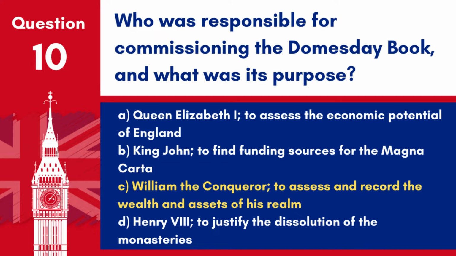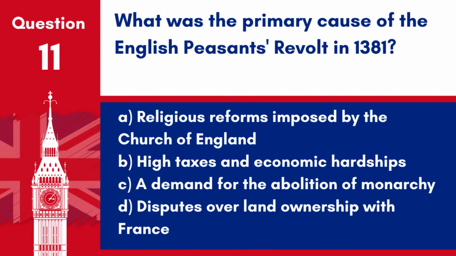The Domesday Book was a comprehensive survey commissioned by William the Conqueror in 1086 to document the landholdings and resources of England for taxation and administrative purposes. Question 11. What was the primary cause of the English peasants' revolt in 1381?